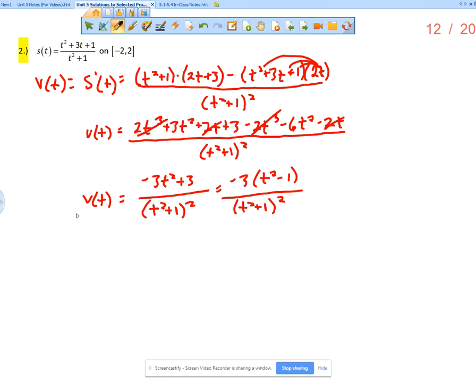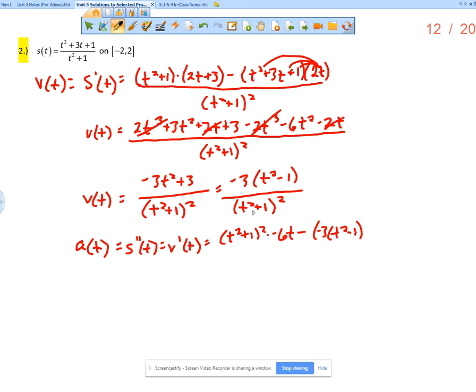Now next, it also says to find acceleration. So we're going to find a of t. Remember, a of t is s double prime of t, which is also v prime of t. So I'm going to find the derivative of this thing that we just found. I'm going to take the denominator, t squared plus 1 quantity squared, times the derivative of negative 3 times t squared minus 1. That would be negative 3 times the derivative of t squared, so negative 6t, minus the numerator, which is negative 3 times t squared minus 1, times the derivative of the denominator.